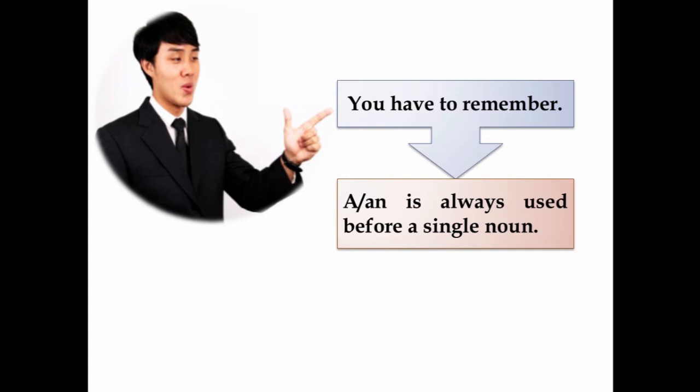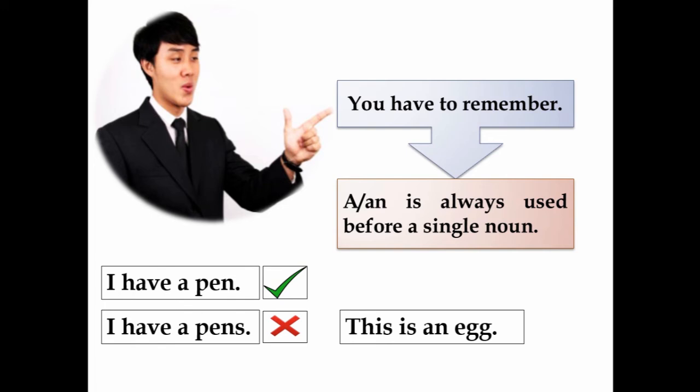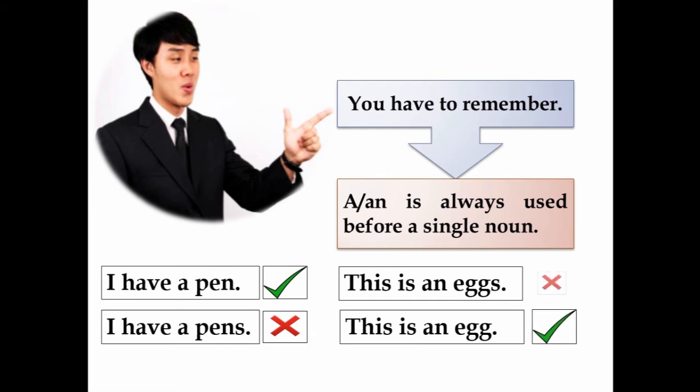You have to remember, a or an is always used before a single noun. Now follow some examples. I have a pen, not I have a pens. So first one is correct and second one is incorrect. Then this is an egg, not this is a egg. So first one is correct and second one is incorrect.